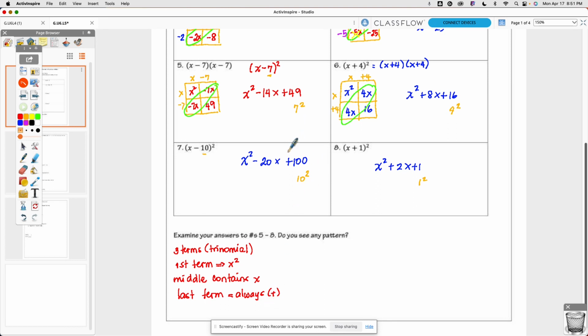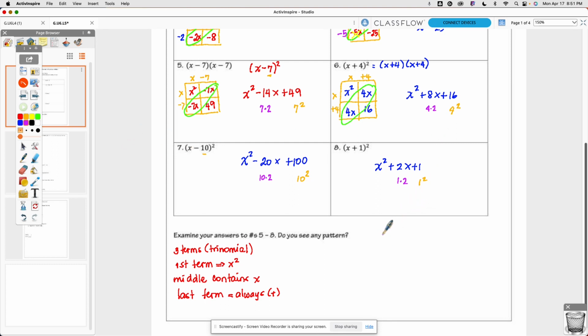All right. And then for the middle term, so your middle term here is 14. How do we get the 14 from 7? That would be equal to 7 times 2. The 8 here is equal to 4 times 2. The 20 is equal to 10 times 2. And the 2 here is equal to 1 times 2. So that is how you square a binomial.